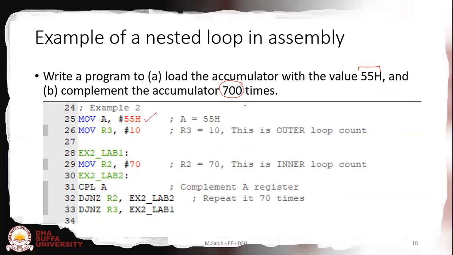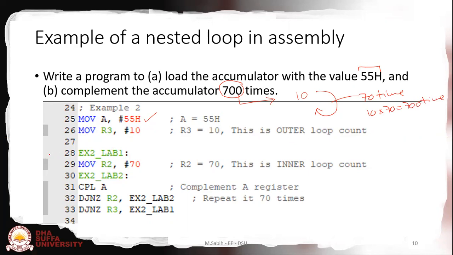And then we move, because 700 means I can divide it like this in 2 registers. So one register will take care of, for example, 10. If I run a loop 10 times, and within this loop, if I run it for, let's say, 70 times, so 10 times 70 will become 700 times. So this is what we have done here.